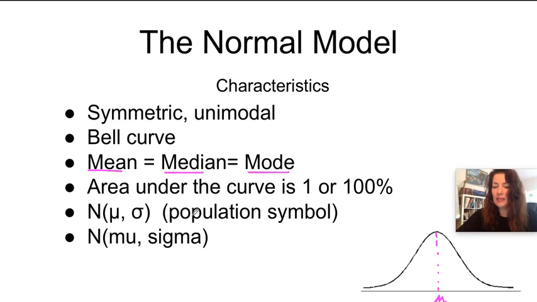The next thing is that the area under the curve adds up to 1 or 100%. And we use the symbol capital N for normal model. Mu is the mean right here, so this represents your mean. And sigma represents your standard deviation. Now this is population notation. These are Greek letters that we use for the normal model with a mean mu, comma, sigma. Let's go ahead and see what else.